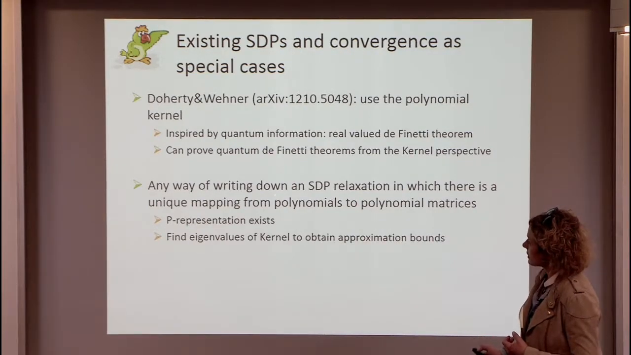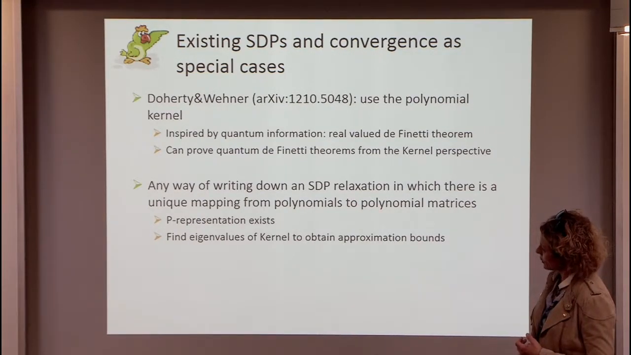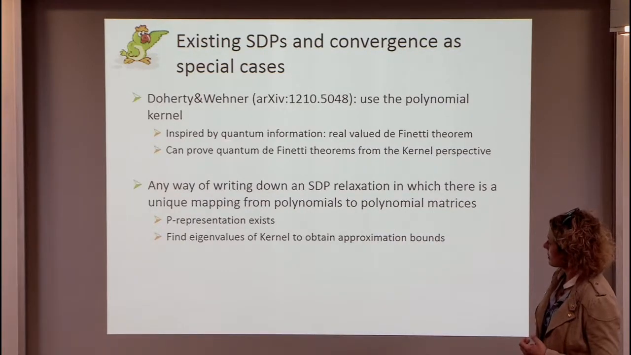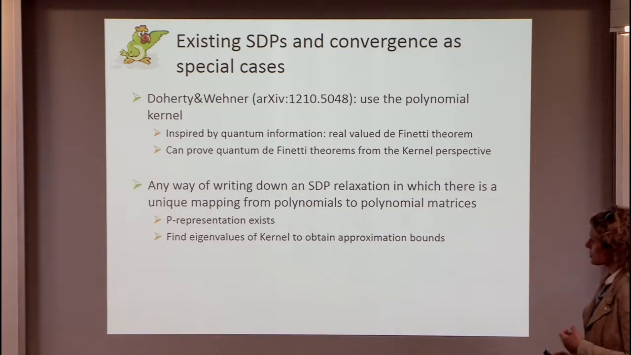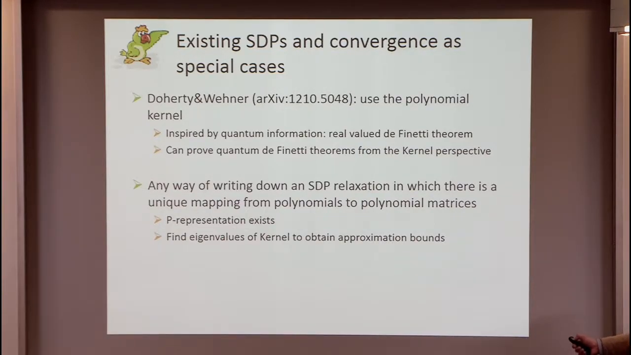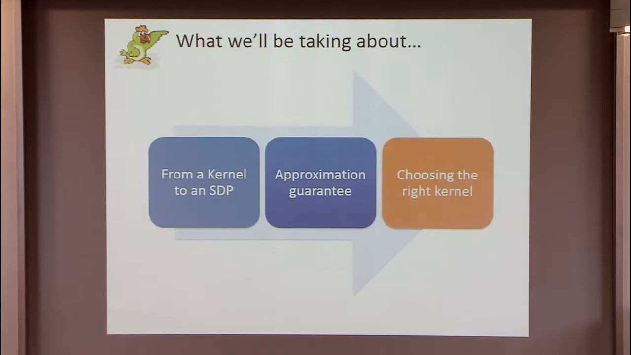I would like to say that if you don't work in this abstract setting, but you just write down some other SDP relaxations, then such a P representation always exists if there's a unique mapping from polynomial to polynomial matrices. In this case, you have to find the eigenvalues of the kernel to obtain some approximation. So here I've proceeded much more abstractly, and you're of course now wondering, how am I going to choose the right kernel?